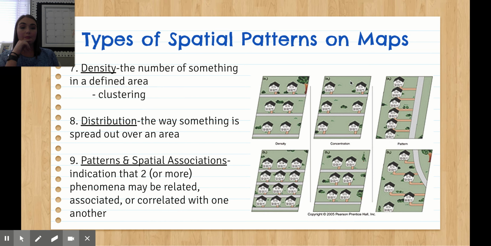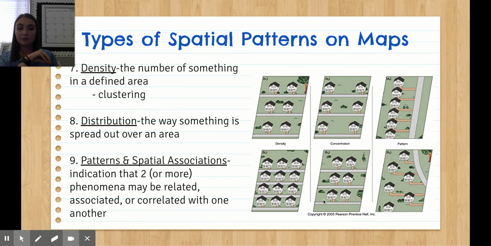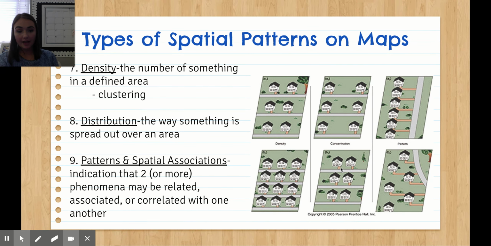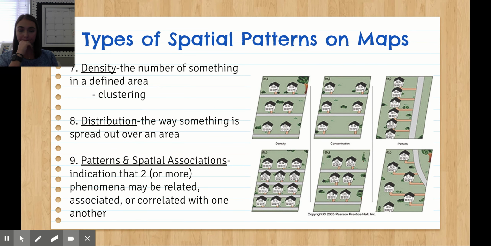So there's the same amount of houses here, but they're distributed differently, so the feel could be different. So these probably feel like there's not very many people here, but if you lived like this, you might feel a little crowded. Same amount of houses, but they're distributed differently, so it makes the spatial pattern look different.